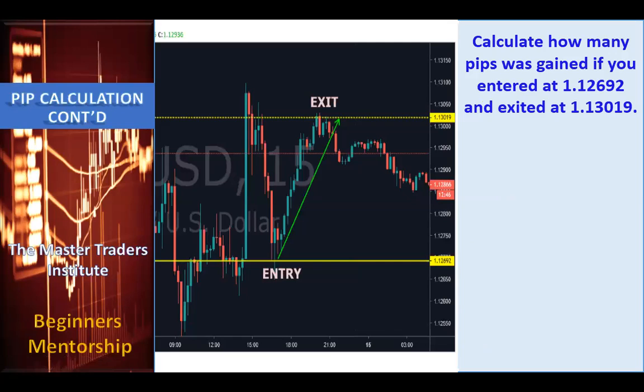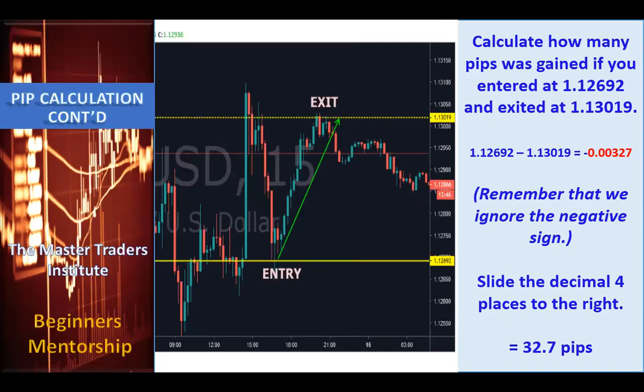Now, this is another way of calculating pips. Sorry, this is an example using a live trade. Let's say this man entered this trade at this point. This is the entry point, and this is the exit point. The thick line here is the entry point, and the dotted one is the exit point. If you take a look, you are going to see the prices on those lines. On this line, you have a price of 1.12692, and the exit was at 1.13019. So what I need to do is deduct the exit from the entry, and I get 0.00327.